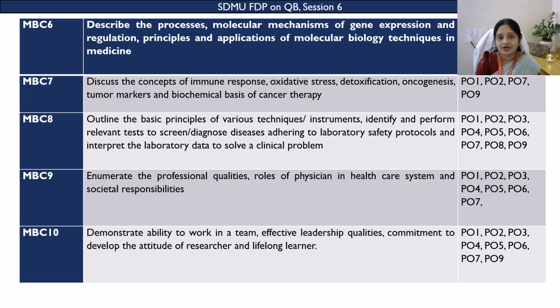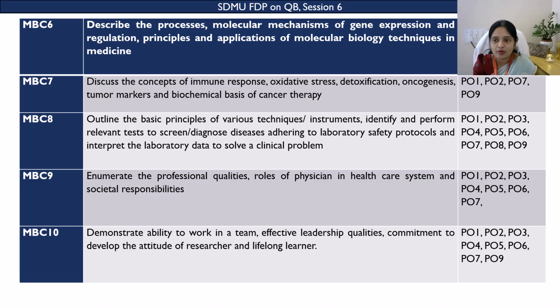Once the course outcomes are designed, the next step is mapping the PO with the CO, that is course outcome. Whatever we have designed, we have to correlate that with a specific PO, that is program outcomes. Just one example I will give you here. For example, the concept of immune response is mapped with PO1, PO2, PO7 and PO9.